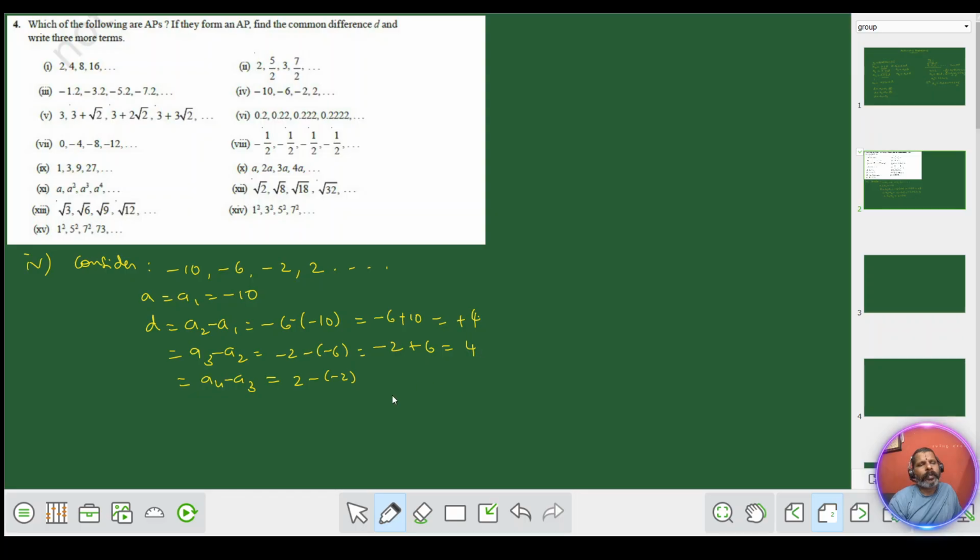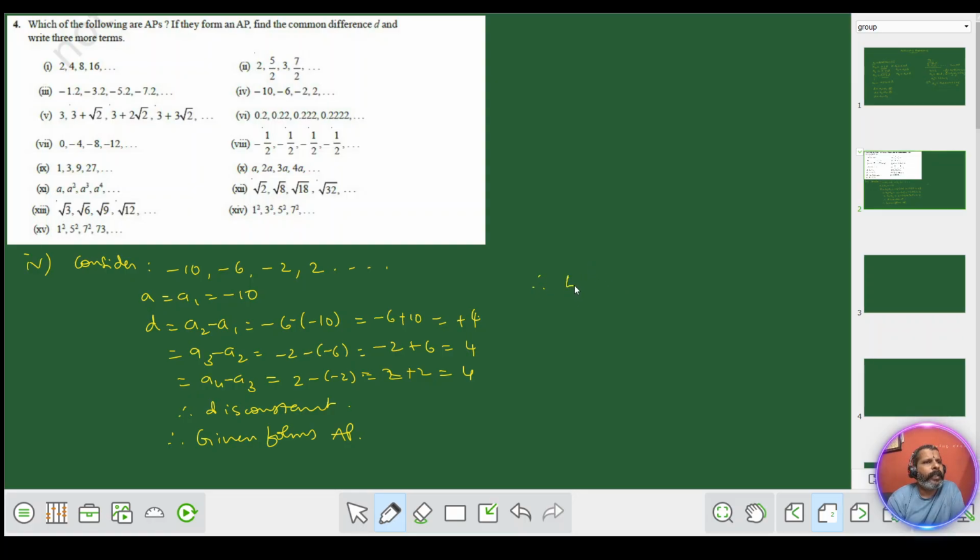Okay, so how much does it come? 2 plus 2, which is again a 4 here. So since D is constant here, therefore D is constant. Therefore the given sequence forms an AP. Clear? Next three terms you have to find, just add them.